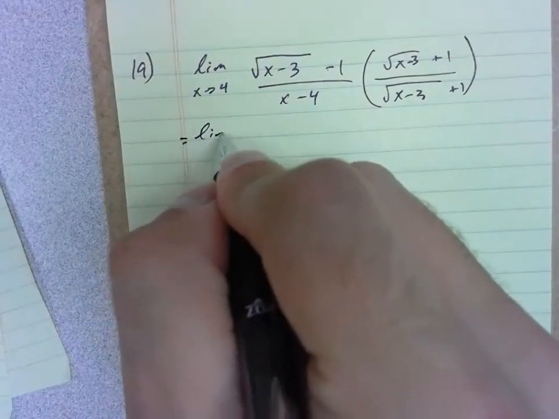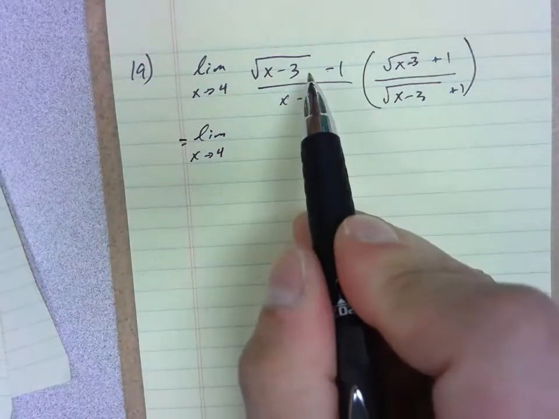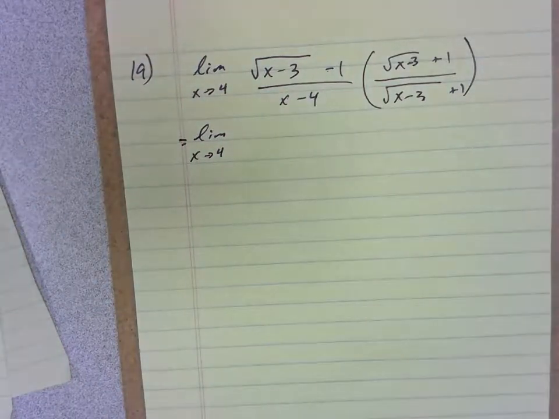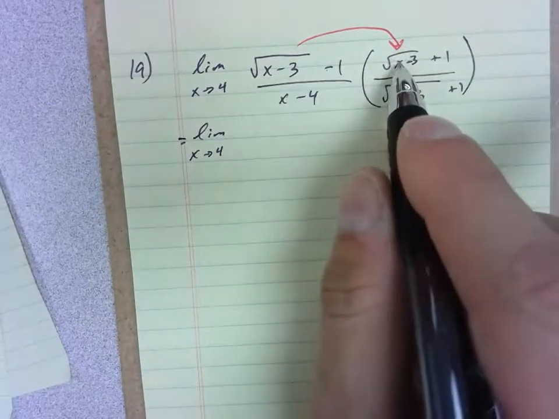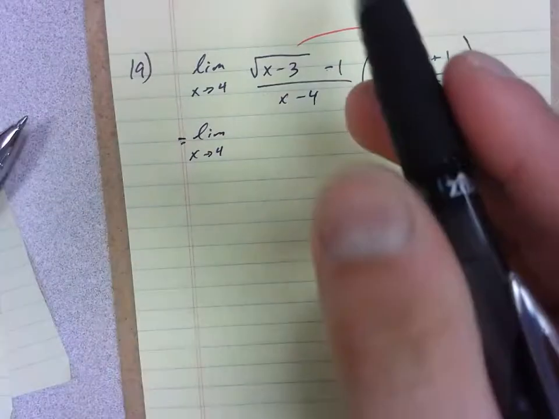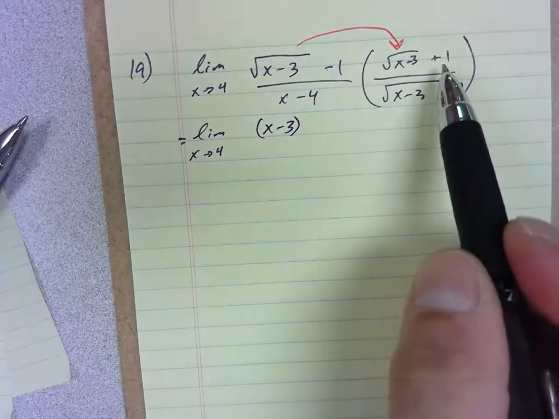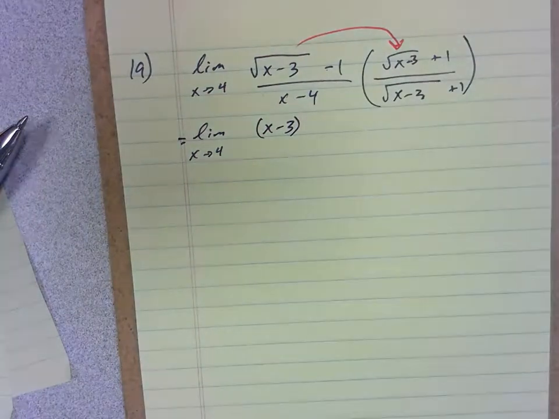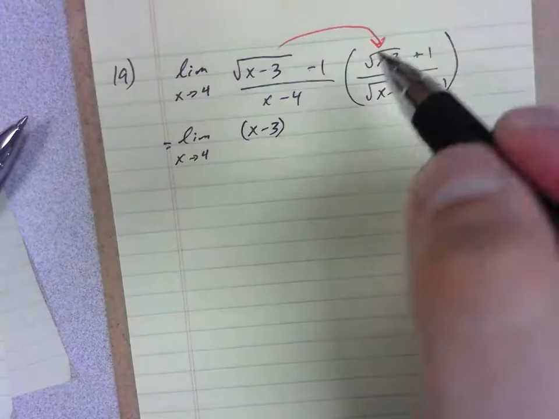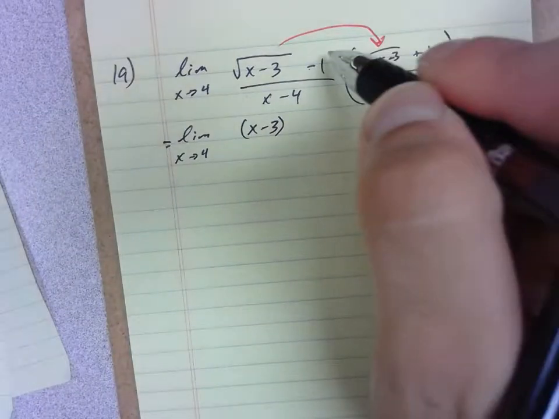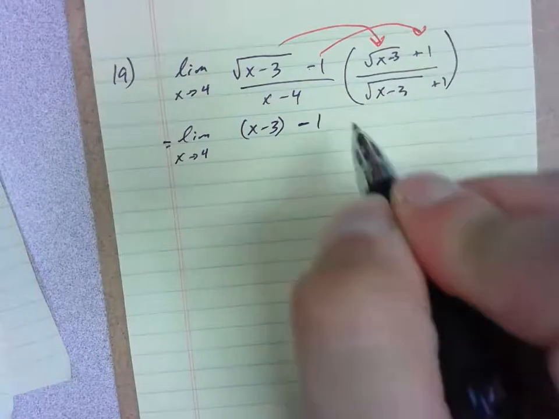So that equals the limit as x approaches 4 of, now when we FOIL this out, the radicals cancel out. So we're left with x minus 3. And then because we're multiplying by the conjugate of it, we don't have to do the OI part of FOIL because they'll just cancel out. Okay? So we're going to skip that. And then we're also going to do the negative 1 times positive 1, and that will give us minus 1.